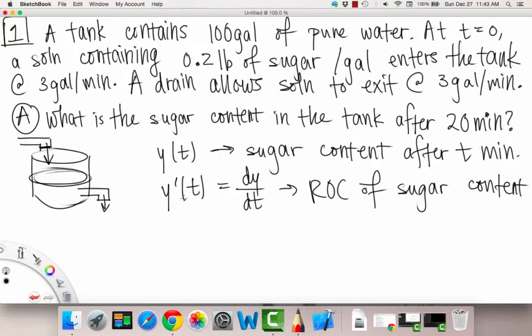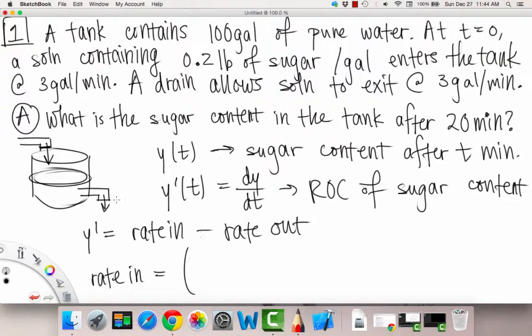Alrighty, and then so y prime is equal to rate in of the sugar minus rate out of sugar. Okay, so again we have to identify what is the rate in and how do you represent rate out. So rate in this case, let's do it on this slide here. So this is going to be equal to the volume of solution entering, or the volume rate, right? So 3 gallons per 1 minute.